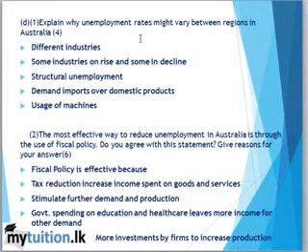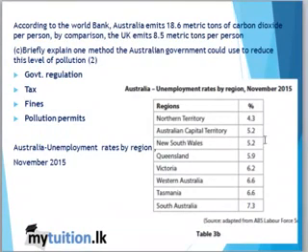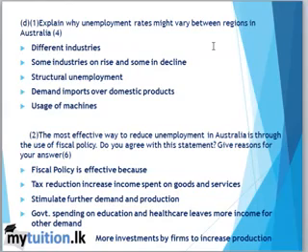Explain why unemployment rates might vary between regions. Okay, so you can see it's not a constant unemployment rate. Some are as low as 4, some as high as 7, some vary between 4 and 5. So they're asking why is there a variation?